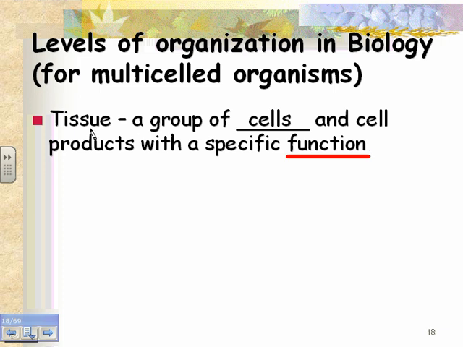Another tissue might be osseous tissue, which is bone tissue. That's a group of cells, and then the cell products there are collagen and this matrix with calcium in it. And their function, there's a whole bunch of functions of bone. One is just to keep your body tall and maybe protect your brain, that kind of thing. So we'll talk about that stuff in a few more units.